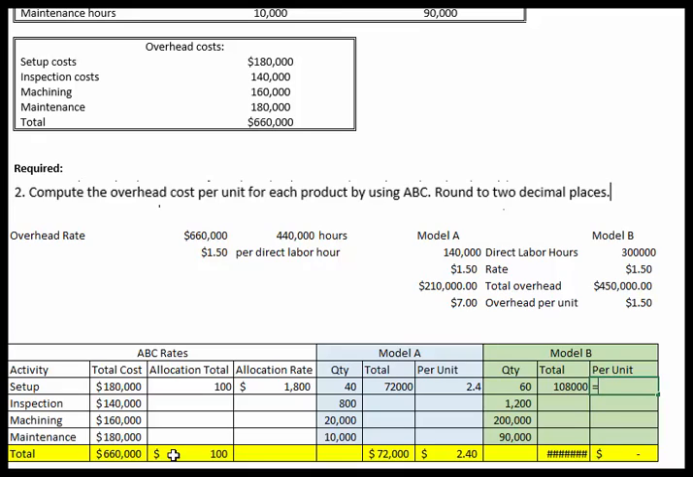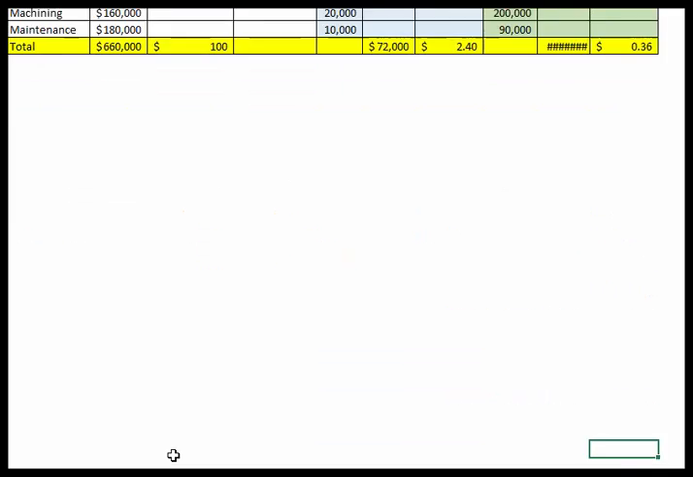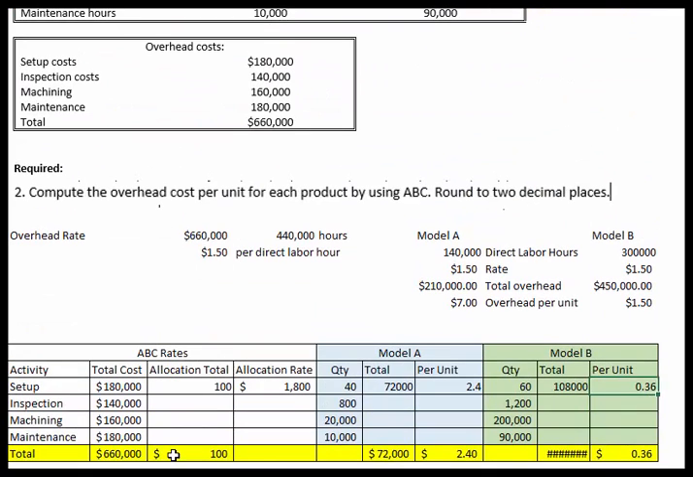And you spread this amount over the 300,000 parts. So it's 36 cents. I'm sorry, I keep hitting that page down button. I'm not used to this laptop. And so there we have it. There's the amount we're going to allocate to Model A for the setup costs and to Model B for the setup costs on a per unit basis.